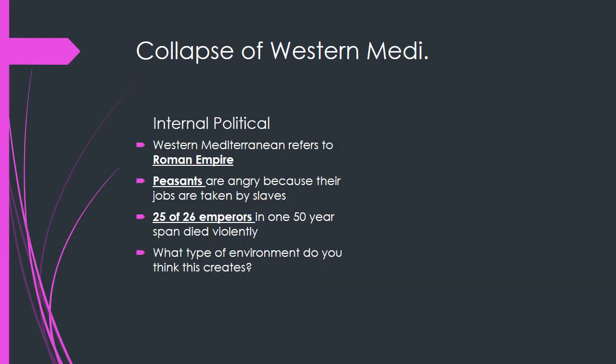So the collapse of the Western Mediterranean, which is Rome. There are internal political factors, and so Western Mediterranean is the Roman Empire. And the internal political factors are that peasants are angry because slaves are taking all their work. We have a great amount of instability, so 25 of 26 emperors die violently in one 50-year span. So that is like our president being assassinated or overthrown or exiled or dying in battle every 2 years. If we had a new president every 2 years because one was murdered, we would not feel very secure or stable. So think about what kind of environment this creates.